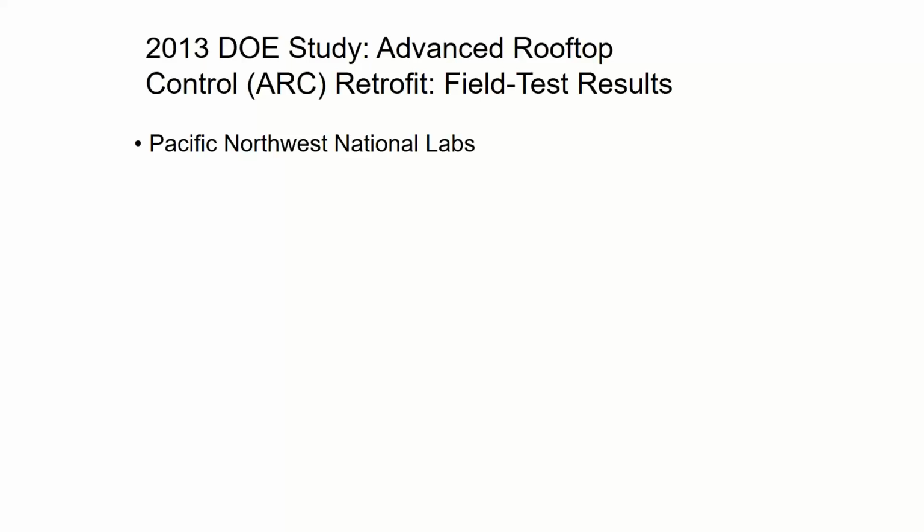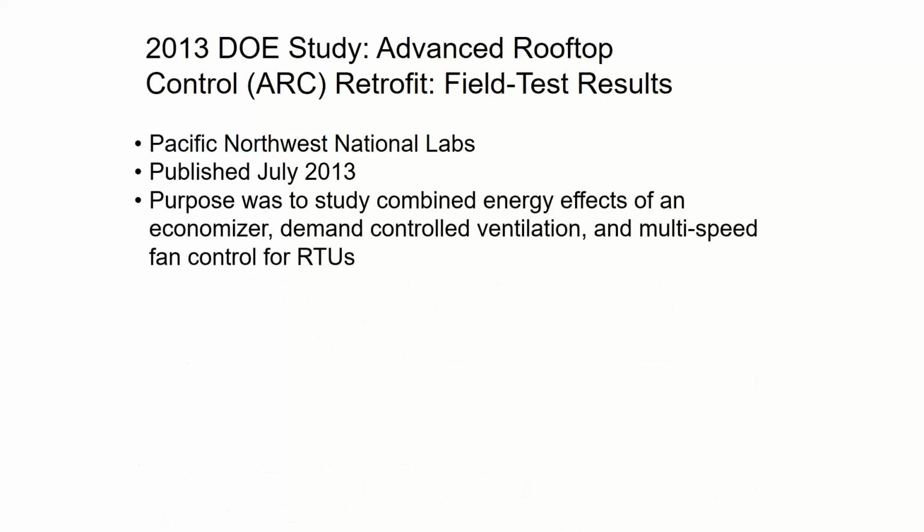But it was completely eye-opening for rooftop manufacturers, code people, controls guys, myself. Everyone was like, holy crap, that's real data. So this study came out, and what they did is decide to test the things I've already told you about, economizers and demand ventilation, and multiple speed fan control, which is not a common thing.